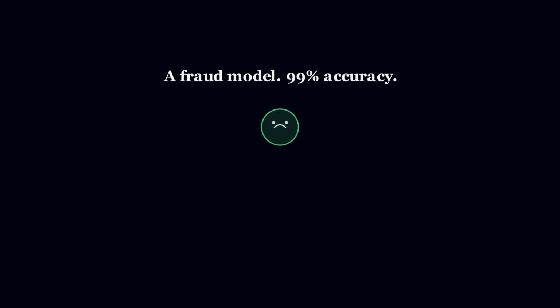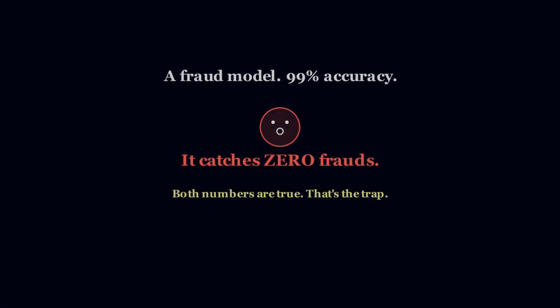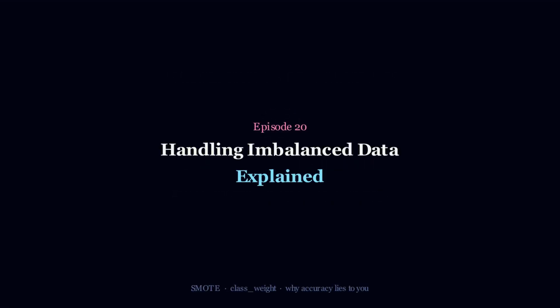Fraud model. 99% accuracy. Catches 0 frauds. 0 out of every single one. Both of those numbers are true at the same time. That's the trap this episode pulls you out of. Episode 20. Handling imbalanced data. SMOTE, class weights, and why accuracy can flat out lie to you.